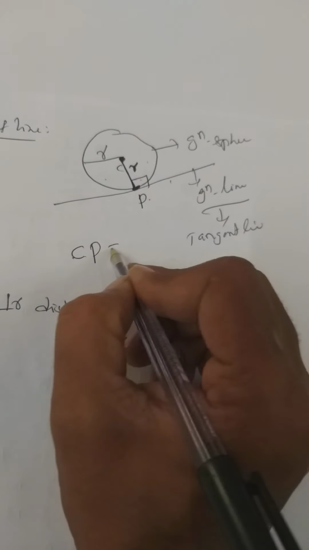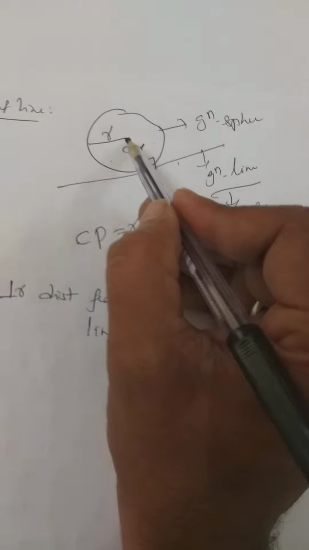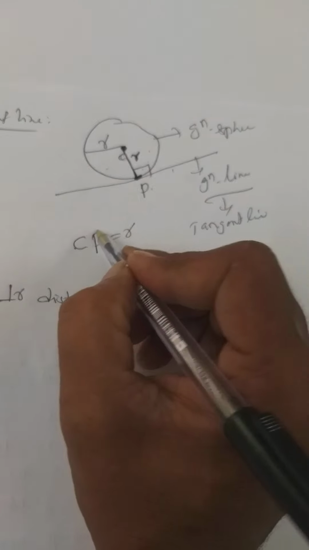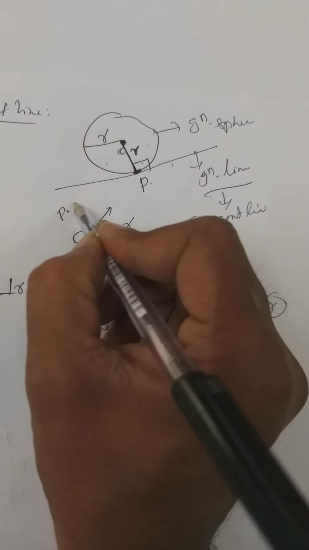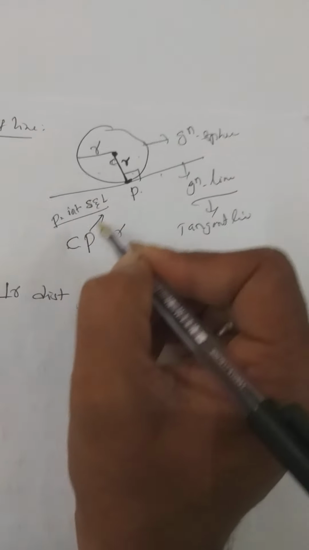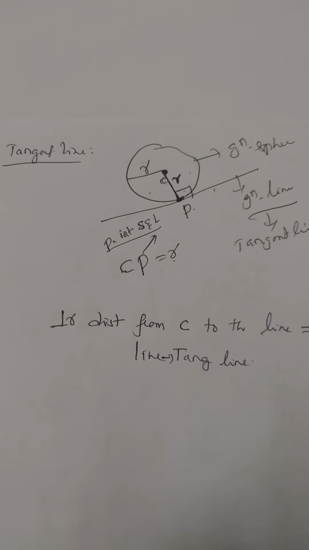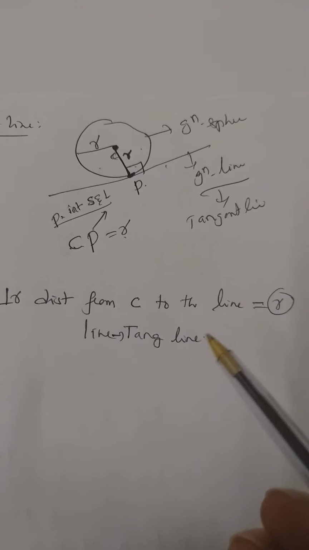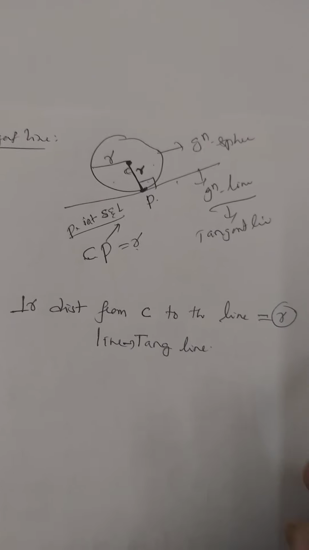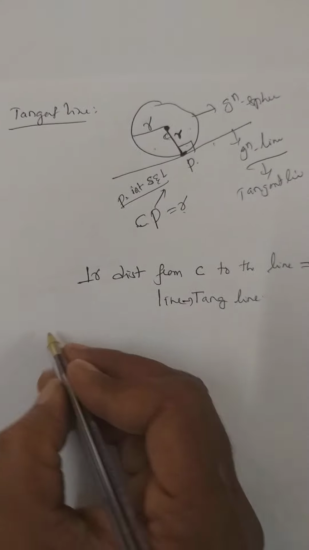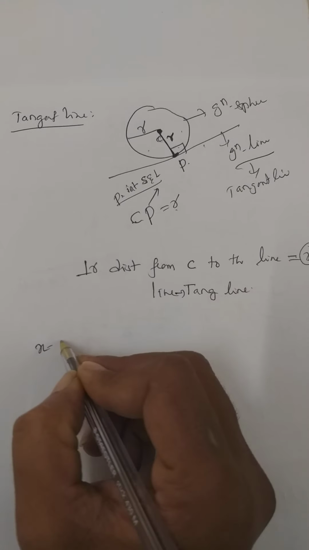In other words, the distance between C and P is equal to R, where C is the center of the sphere, P is the point of intersection of the sphere and line L, where CP is equal to R. In that case also, we can say that the given line is a tangent line. Right? Now, how to find the equation of a tangent line? Simple. Now, what is the equation of a line in general?